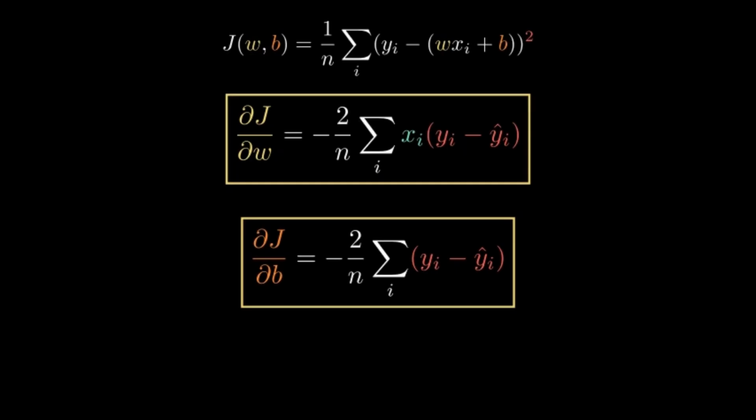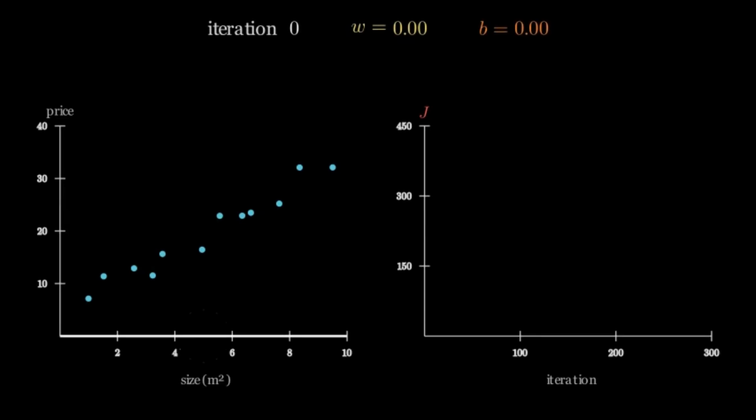Pause and look at what these mean. Each gradient is built from the residuals. The errors themselves tell the parameters how to change. If predictions are too low on average, the gradient on b is negative, so subtracting it pushes b up. The errors drive the update.